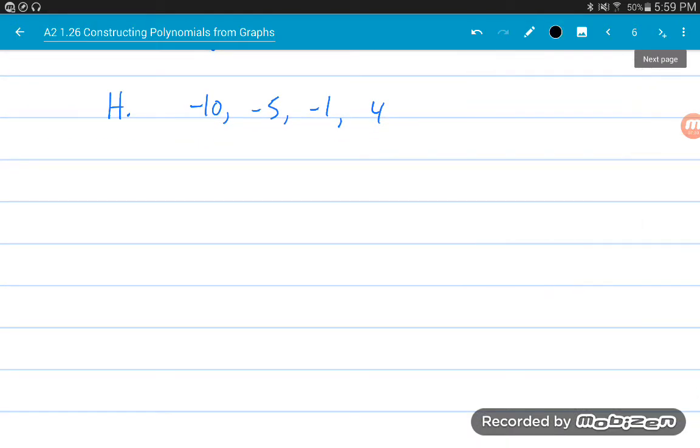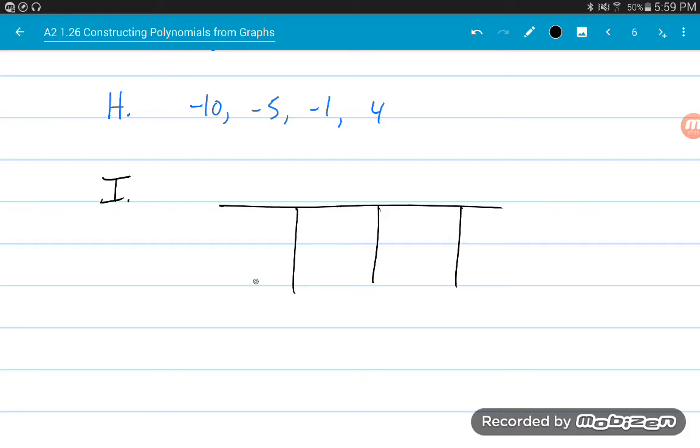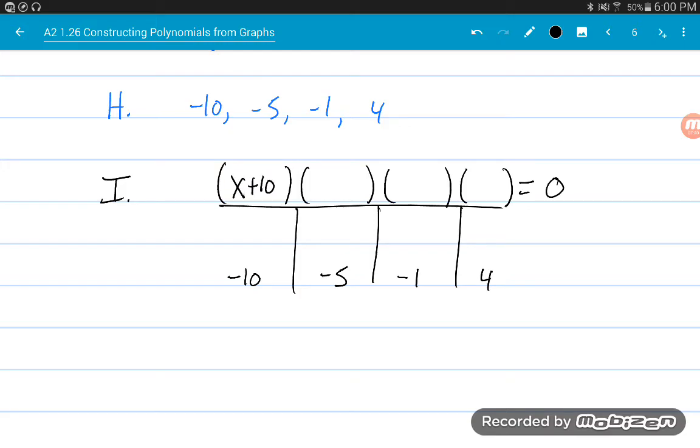And if I want to make this into a function for part I, what I have to do is reverse t-chart it. I've got 4 roots, so make sure I got 4 spaces. Negative 10 is here, negative 5 is here, negative 1 is here, and 4 is here. Essentially what I'm saying is we have 4 separate bubbles or sets of parentheses that these roots came out of. Now you might be good enough to just look at this and say, oh, this is x plus 10. Or you might have to do it like this. It depends on which one makes more sense to you.